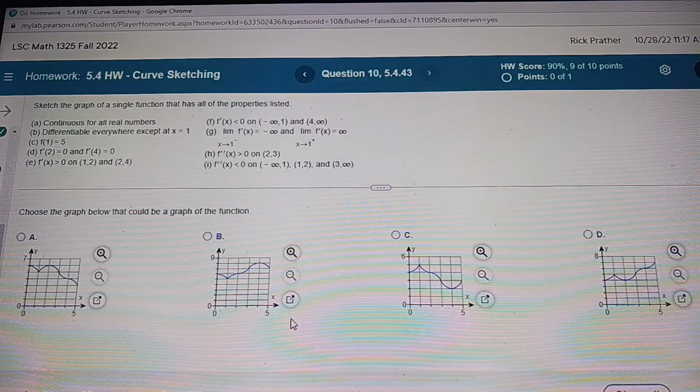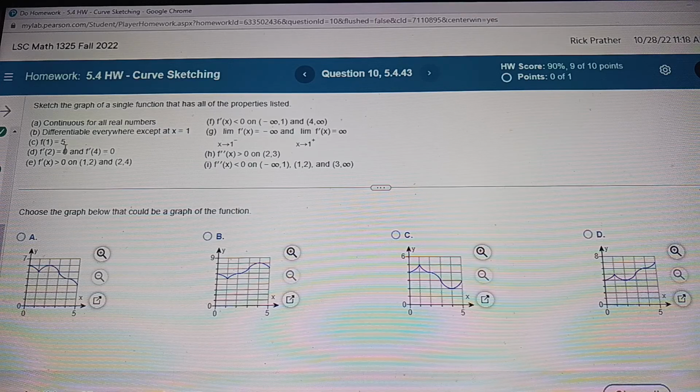Okay, one last one of these, number 10. Continuous everywhere, so no asymptotes, okay. Differentiable everywhere except 1. That means there needs to be like a corner point or a vertical tangent line there. It looks like corner point is the answer, but they all have that. They all have a corner point at x equals 1. So that's why you can't do the derivative there.